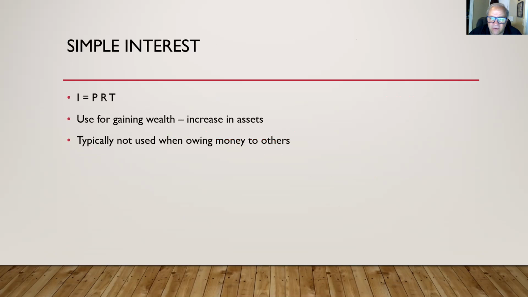We've talked about simple interest in previous courses and times. And we've all seen this equation, I equals P times R times T, where I is interest, P is principal, R is rate, T is time. This is for using to gain wealth, in other words, increase assets. If you put money in a certificate of deposit, in a savings account, in anything of this nature in a bank, this is how it's going to be calculated. This is not typically used when you owe money to others. That's where amortization comes in.